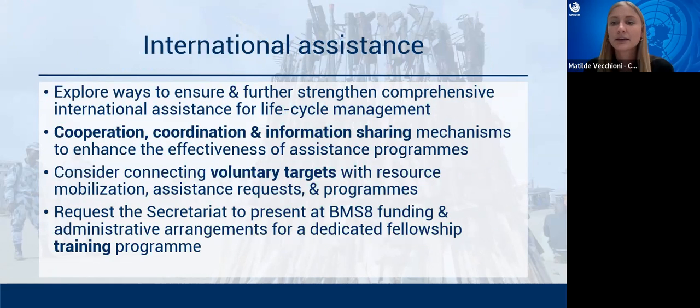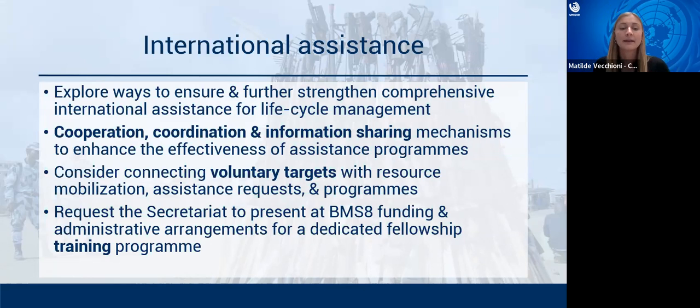Finally, as anticipated earlier, the issue of international assistance and cooperation is an essential one that has been covered in previous discussion and that will be covered during the BMS-8. BMS-7 explored ways to ensure and further strengthen comprehensive international assistance for the entire life cycle management of weapons. It specifically touched upon cooperation, coordination, but also particularly information sharing mechanisms and how enhancing those can effectively promote assistance programs. It also highlighted the importance of connecting voluntary national and regional targets with resource mobilization, assistance requests, and programs.